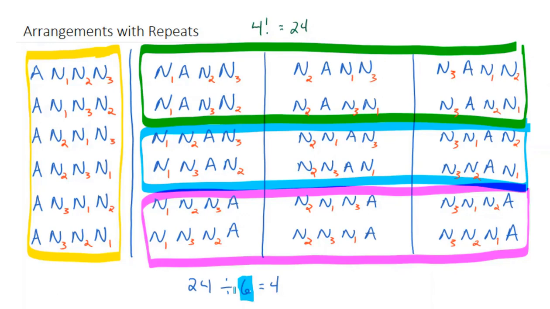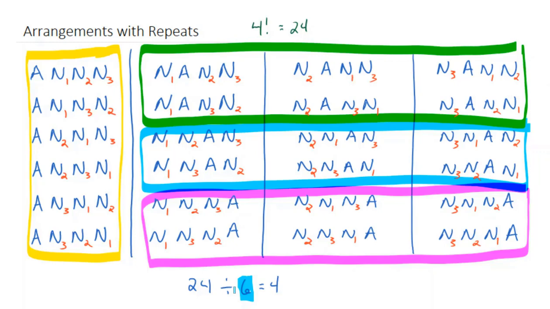Now, what we need to hone in on here is this 6. That 6 is the magic number we need to figure out. We already know how to figure out the 24. That's 4 factorial. That's the total number of arrangements if they're all distinct. But then we need to take that total and divide it by, in this case, 6, to determine how many unique arrangements there are. Well, where did that 6 come from?